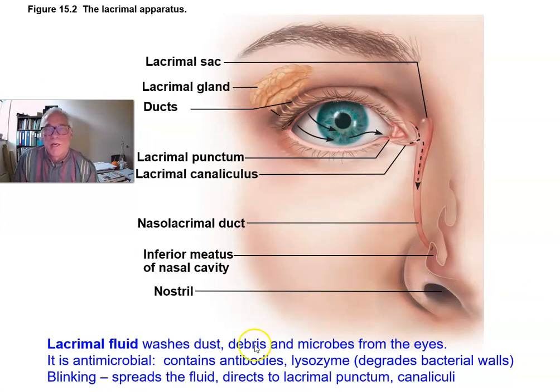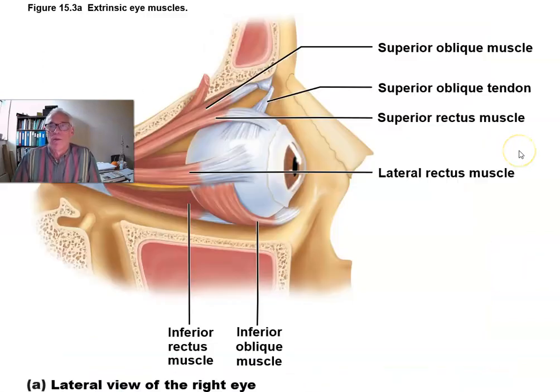The lacrimal fluid is antimicrobial. So oftentimes there's microbes floating through the air that strike the surface of our eye and get into that lacrimal fluid. Well, it has lysozyme, which is an enzyme that breaks down bacterial cell walls, and they therefore experience lysis. There are antibodies, which are defensive proteins made by your immune system that can help block infection by various microbes. So besides just mechanically washing your eye, there are these antimicrobial properties.